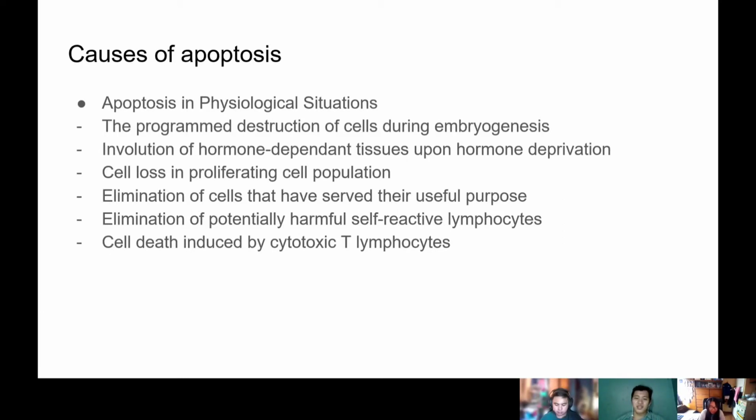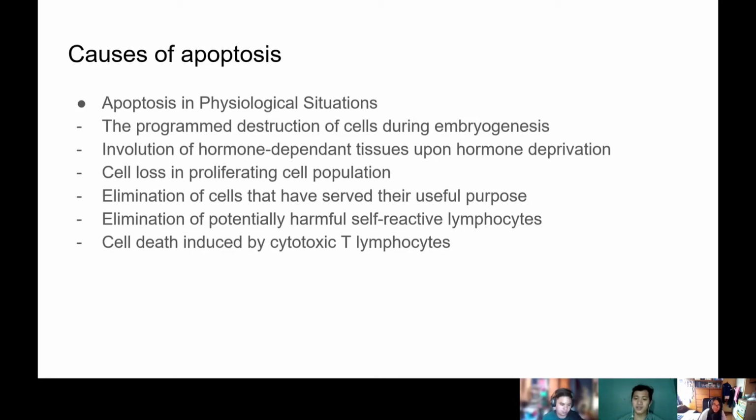Next is the elimination of cells that have served their useful response, such as neutrophils in an acute inflammatory response and lymphocytes at the end of an immune process. In this situation, cells undergo apoptosis because they are deprived of necessary survival signals such as growth factors.